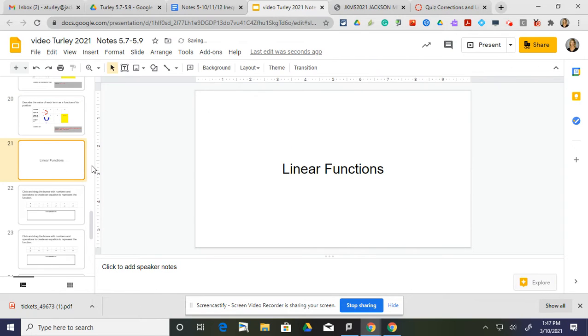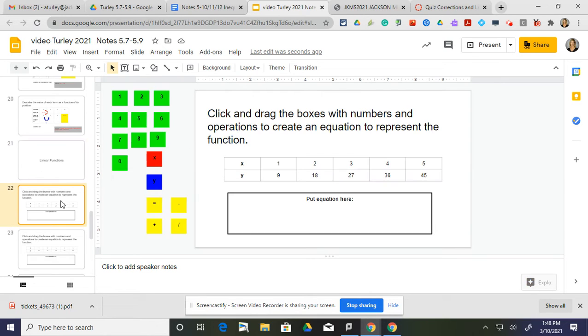Okay. Next slide is starting linear function. Inside the word linear, you will see the word line. So a linear function is going to be an equation that, when we graph it, is going to graph a straight line. So we'll talk about that in a second. On slide 22, it says click and drag the boxes over here with numbers and operations to create an equation to represent the function. So we have a function table here again.